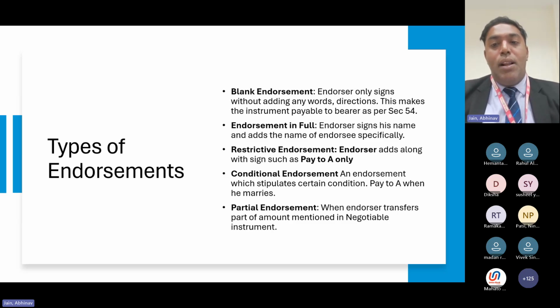That means the amount which is mentioned on the negotiable instrument, if paid in part, can be transferred in part. So this is called partial endorsement. This is for the purpose of definition. This is not a really valid type of endorsement.